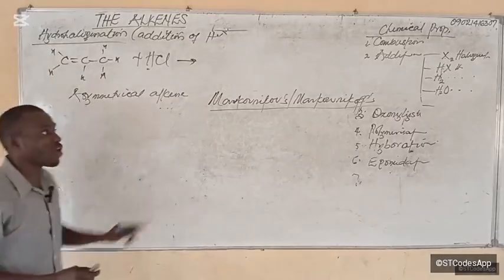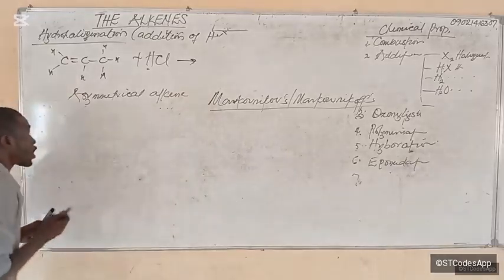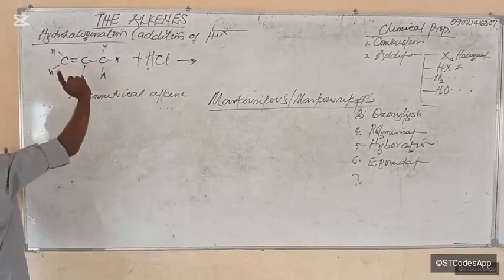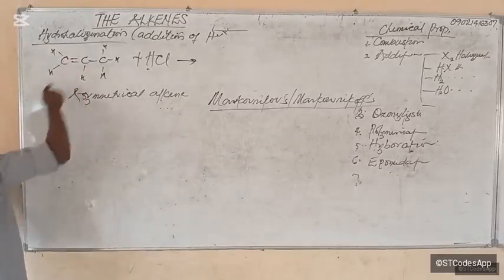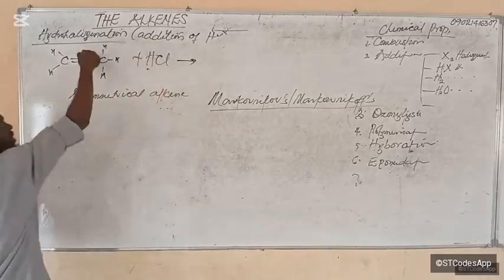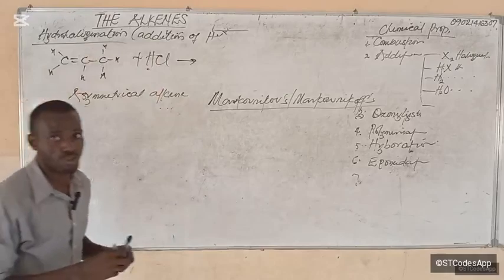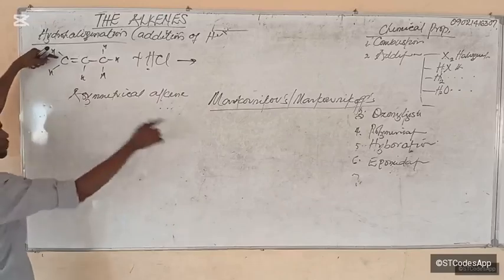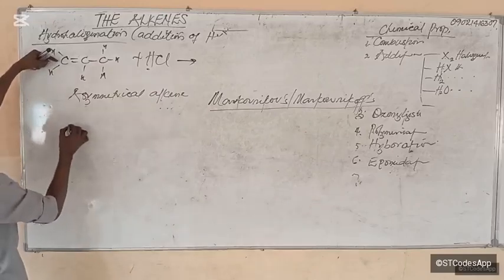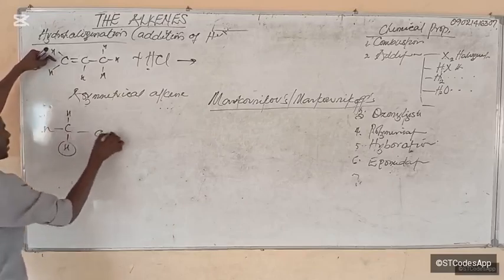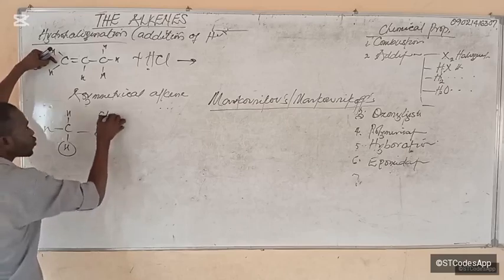Okay? But Markovnikov said that the product you should form is to add hydrogen to the carbon that has more hydrogen, and add chlorine to the one that has less hydrogen. Do you understand now? So the Markovnikov product that you form looks like this. This is our hydrogen that is added, and here will be our chlorine.